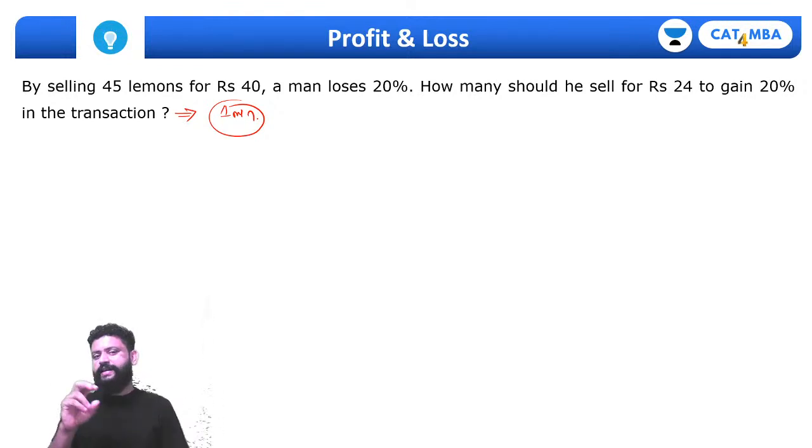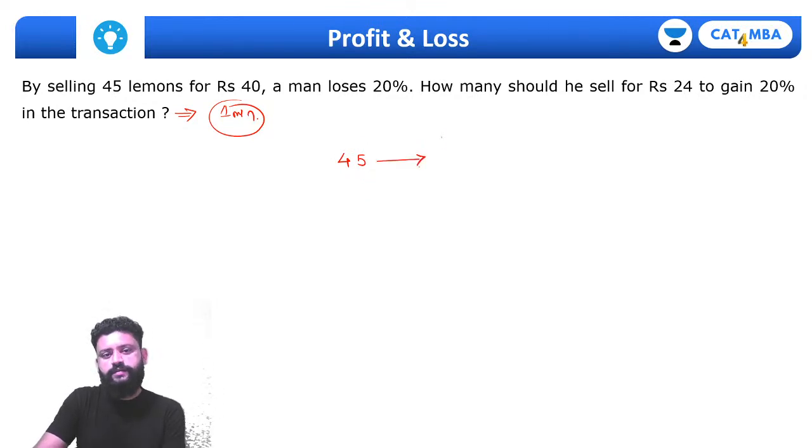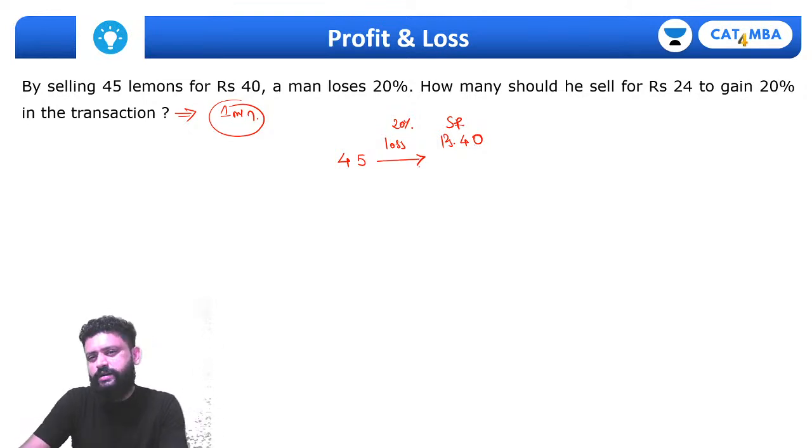By selling 45 lemons for rupees 40 means, 40 rupees is the selling price. 45 lemons sold for rupees 40, so he is making a loss, a loss of 20%. So how many should he sell for rupees 24 to gain 20%?